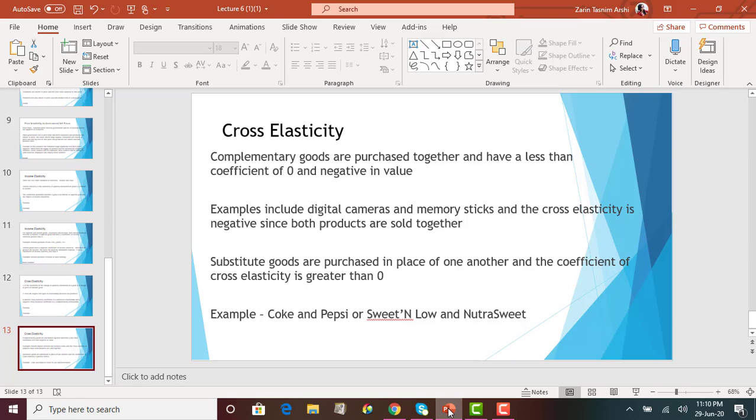Okay, so complementary goods are goods that are purchased together and usually the coefficient is negative. An example includes digital cameras and memory sticks. On the other hand, substitute goods can be replaced with one another and the coefficients are greater than 0. As long as it is positive, it is a substitute. If it is negative, it is a complementary good. Like Coke and Pepsi, or Sweet'N Low and NutraSweet.